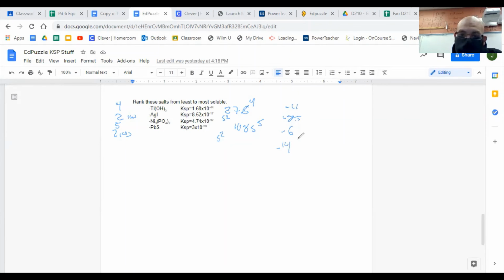So which salt is going to be the least soluble? The one that has the smallest exponent. That would be negative 14. All right, and then we're just going to go from there. Then we've got thallium hydroxide. Then we have silver iodide. And then last but not least, nickel phosphate.